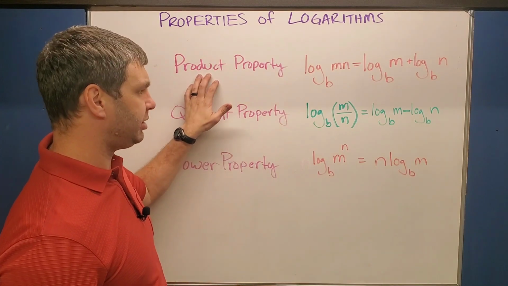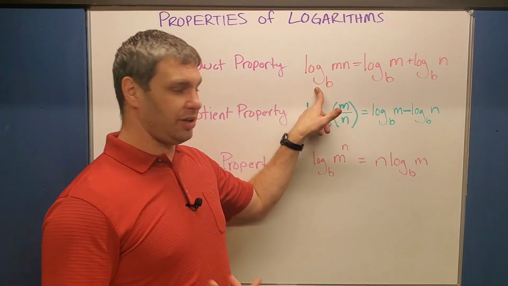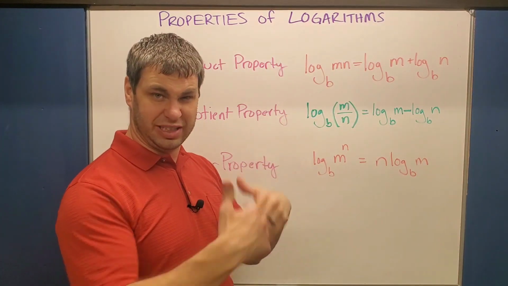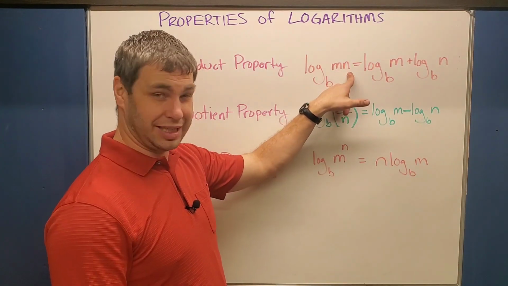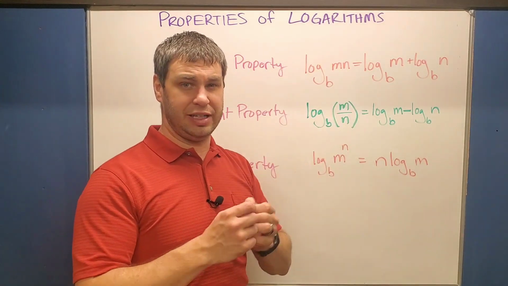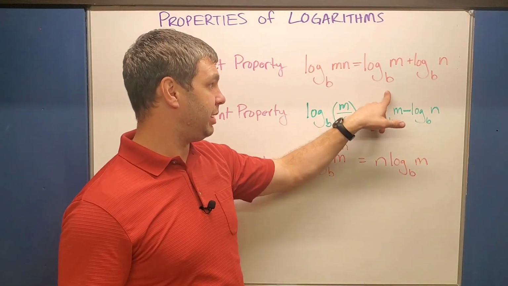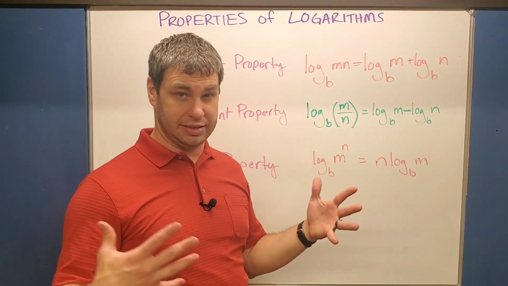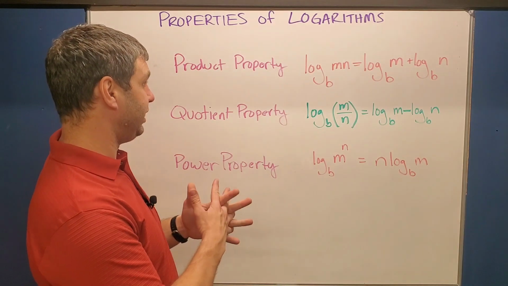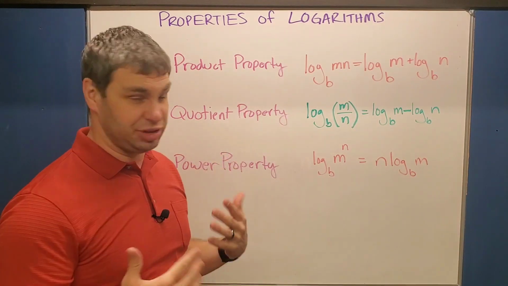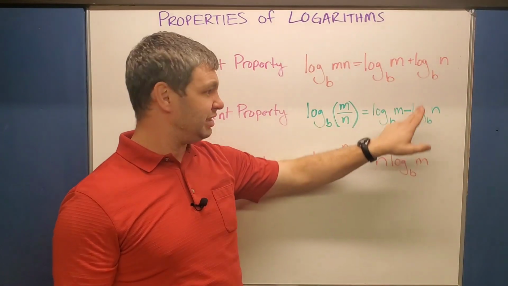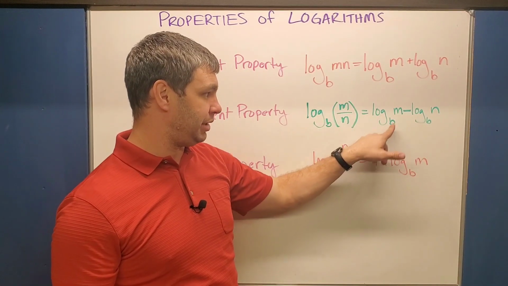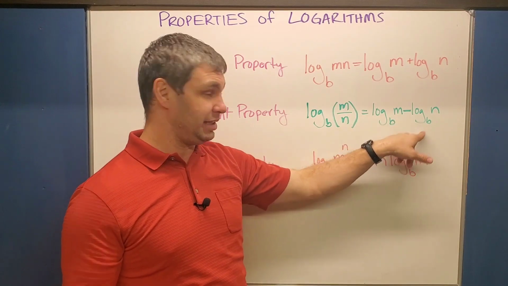This first one, the product property: if you have a log with a base, and then you have two things that you're taking the log base of, like here m times n, if those are being multiplied together, you can expand that to say log base b of m plus log base b of n. That's called the product property when they're being multiplied together. If they're being divided, instead of adding, now you're going to subtract. So log base b of m divided by n becomes log base b of m minus log base b of n.